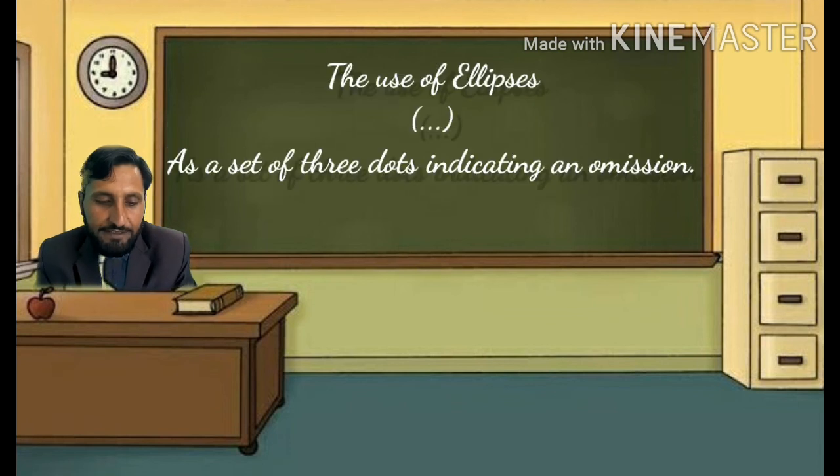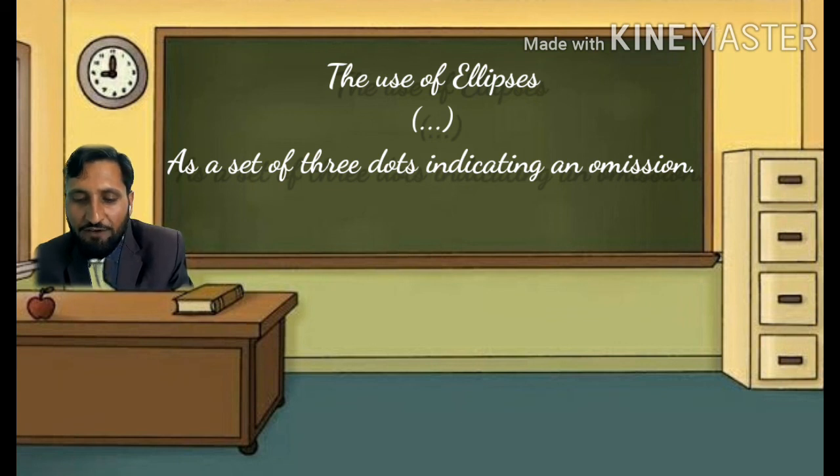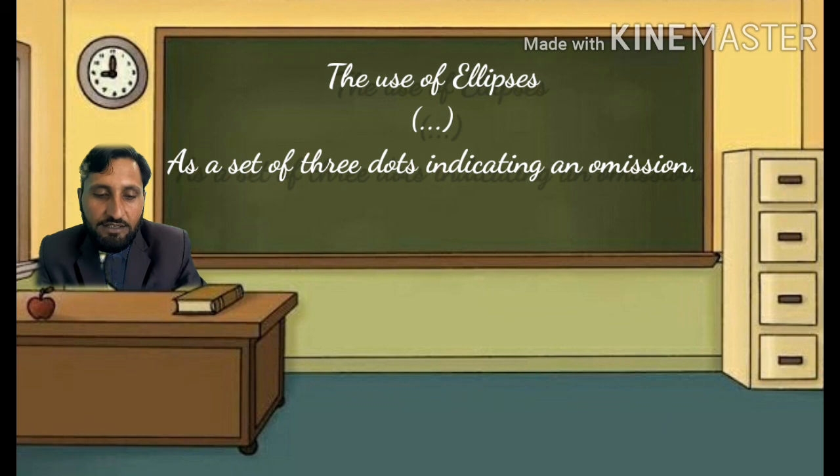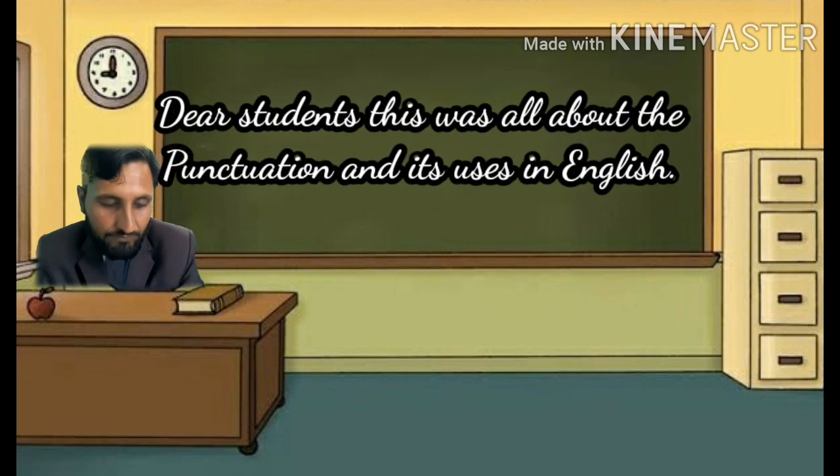And the ellipsis, a set of three dots indicating an omission. It is the omission from a sentence of a word needed to complete the sense. In other words, it means leaving out words rather than repeating them unnecessarily. So this is about the ellipsis.